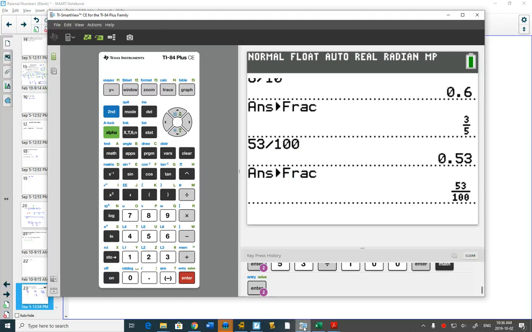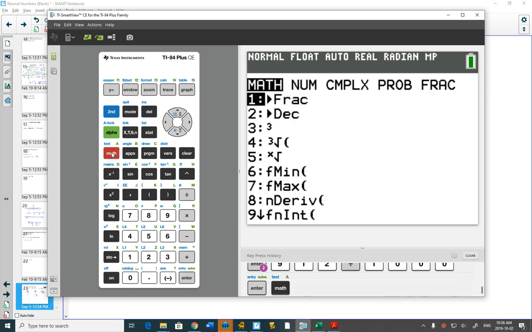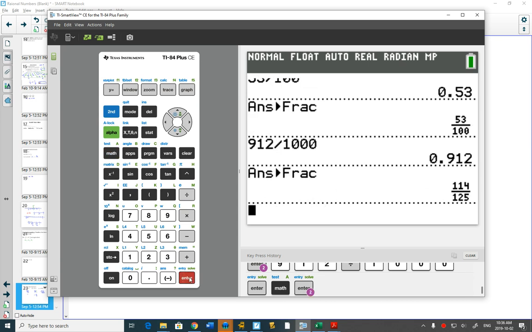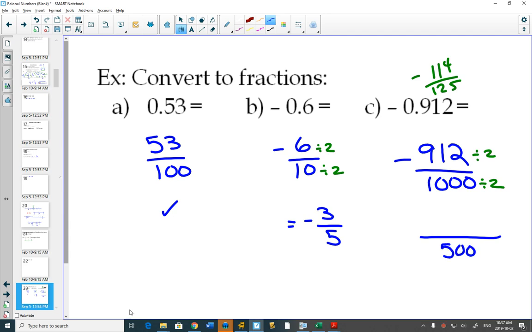But if I go to 912 divided by 1,000, can you see both of those could be divided by 2? But when I do it on my calculator math fraction, it tells me, oh, you could get it to 114 over 125. So I'm going to write 114 over 125. If you could divide them both by 2, again, you could use your calculator for this. 1,000 divided by 2 is 500. 912 divided by 2 is 456.